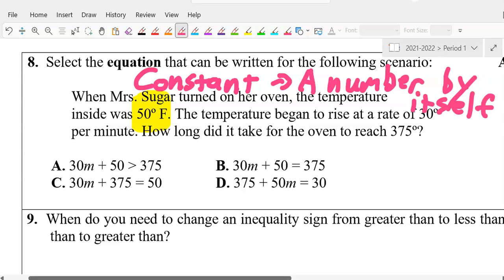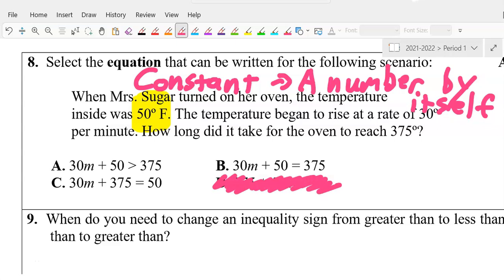And do we see any of these choices that have 50 by itself without a variable? Which ones? A, B, and C. Right. So see this 50M? That's not going to be our answer. So we can cross off D already. All right, so we're done with that.